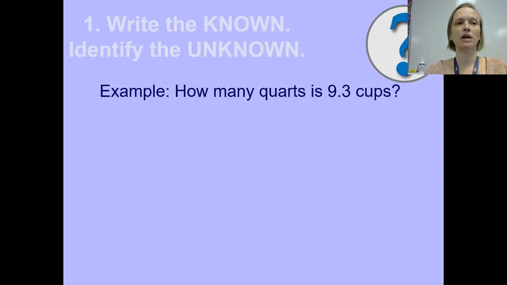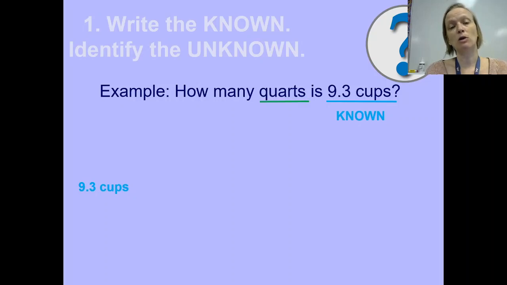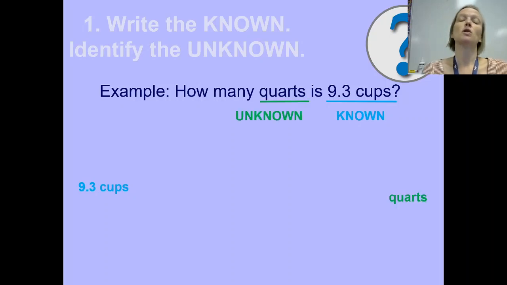First, I have to write my known and identify my unknown. What is the known? I know that I have 9.3 cups, so I'm going to write that down first. What don't I know? What am I trying to find out? I don't know how many quarts I have. That's my unknown. So I'm going to write quarts at the very end of my problem because I don't want to forget to write quarts at the end, and I also want to just remember what I'm aiming for. So that's it. We've done step 1.